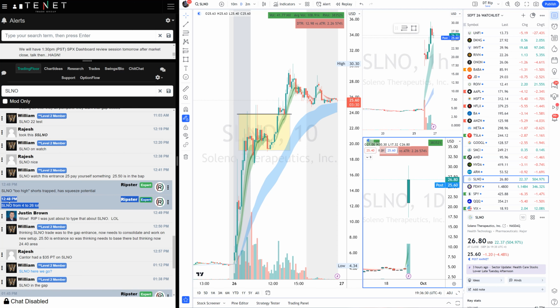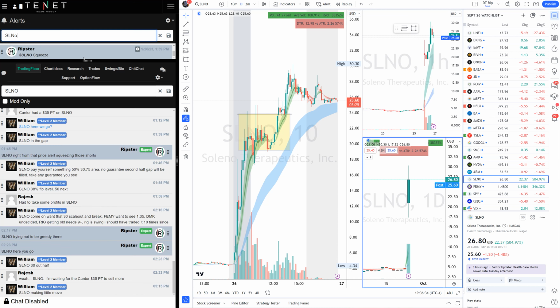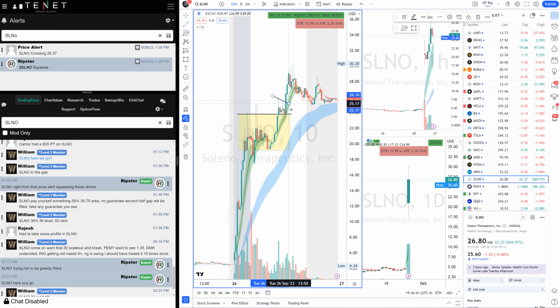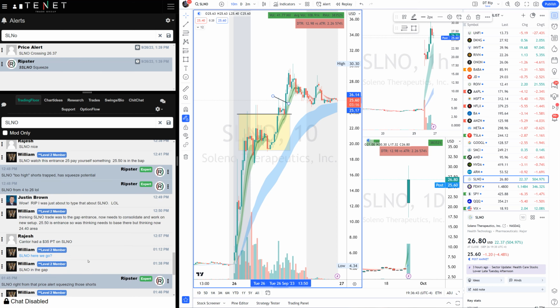Yeah, so two high shorts, right? I had set some price alerts on SLNO to go. So there was the SLNO price alert hitting at 26. So this was the breakout, this 26 breakout. I scalped some into the 30 area. You can see all the discussions.